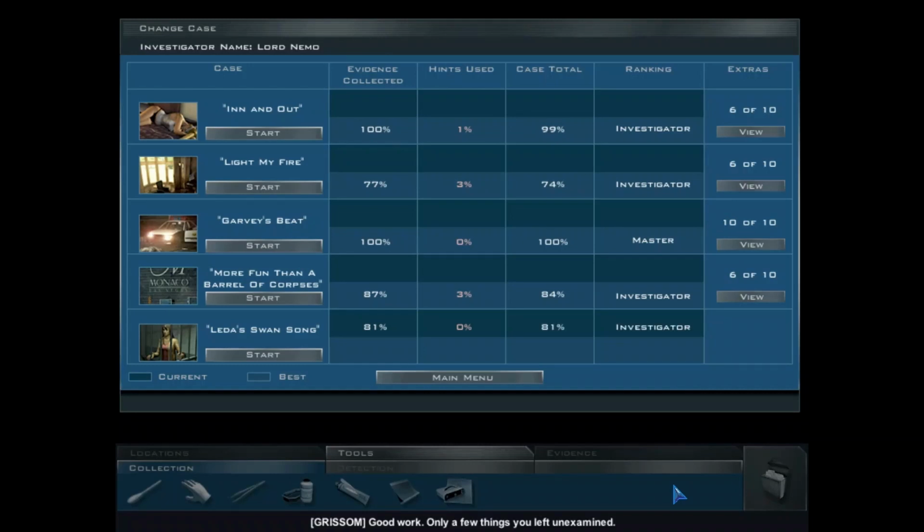Good work. Only a few things you left unexamined. Try to be more thorough next time. Now you've finished all the cases, but there's one more set of bonus material if you can go back and complete them all with 100%.